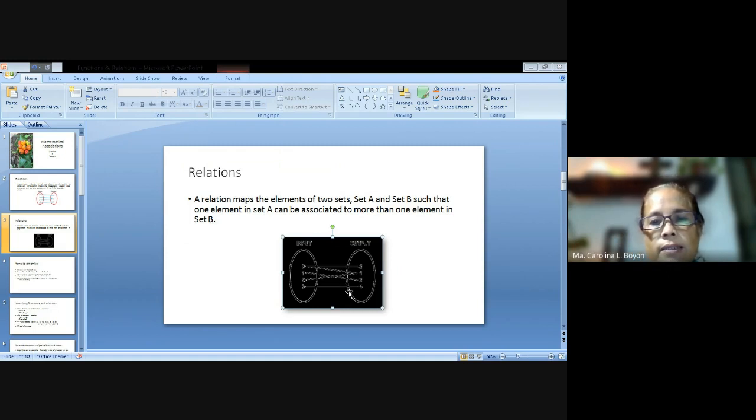When we look at this, it will give us a relation, because a relation maps the elements of two sets, sets A and B, such that one element in set A can be associated to more than one element in set B. Doesn't mean that all elements in set A must correspond to more than one element in set B. For as long as there is at least one element in set A which corresponds to more than one element in set B, then that mapping now will be that of a relation.